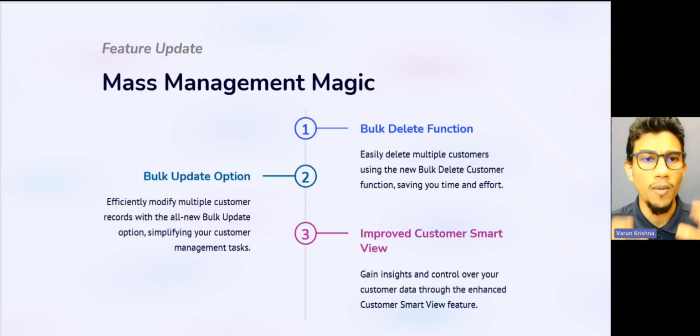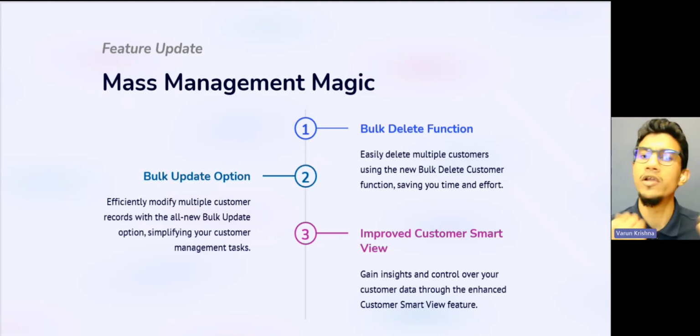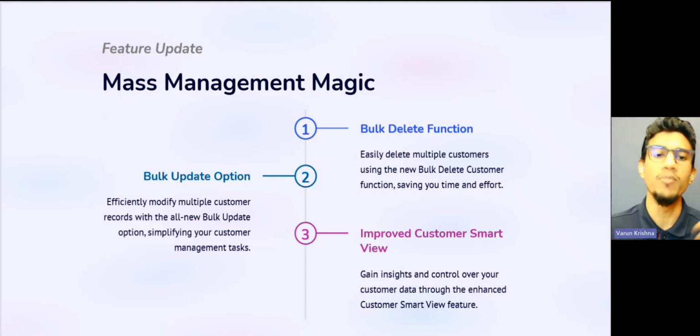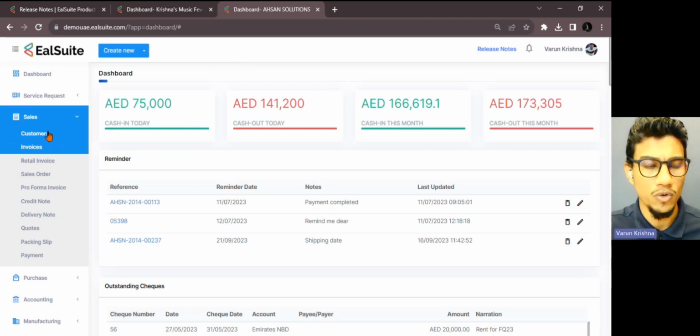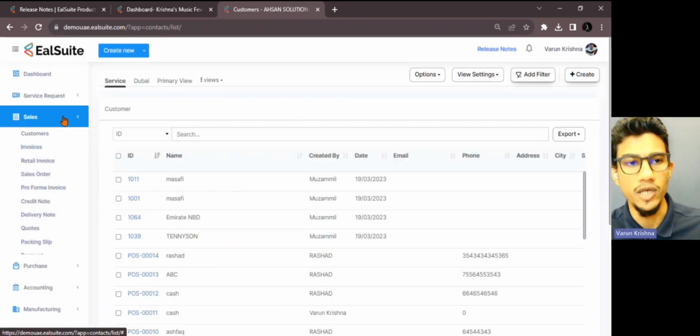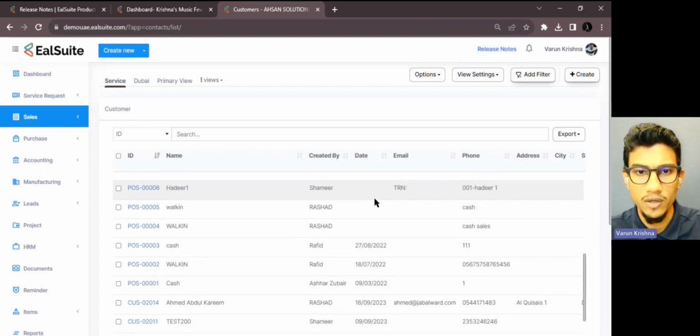The third update, that is mass management magic. So this is very simple. We have introduced the bulk delete as well as the bulk update option under customers. So how can we work it out? We need to go to customers under the sales module. Now you can see a list of customers here, right?